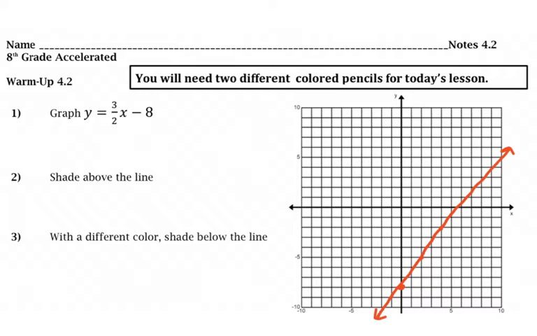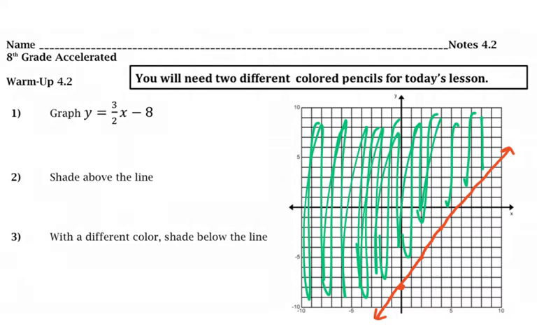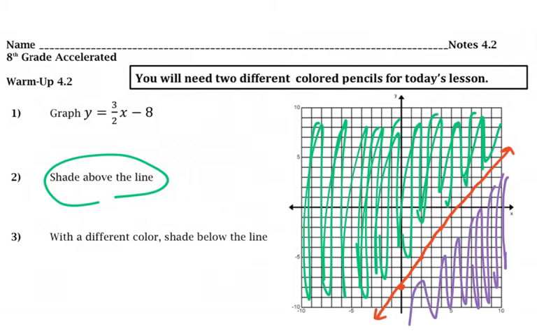So I'm going to get one color and I'm going to shade above the line. Okay, so with an actual pencil on paper, this would be a little bit easier, but I'm going to shade above the line with my green. And then it says with a different color, shade below the line. And that's all we're doing for that one.